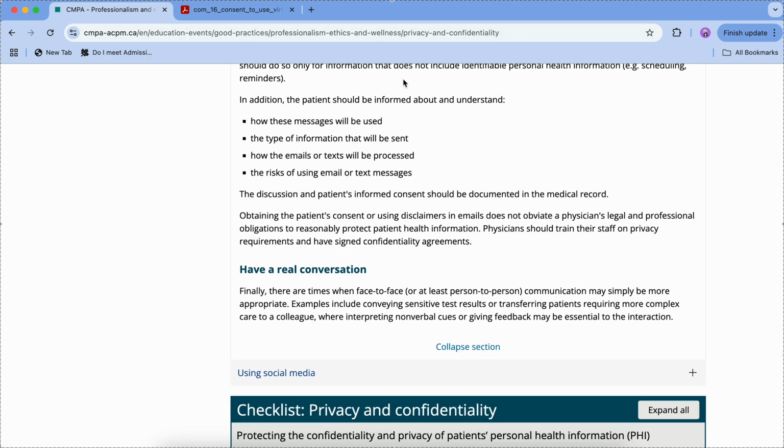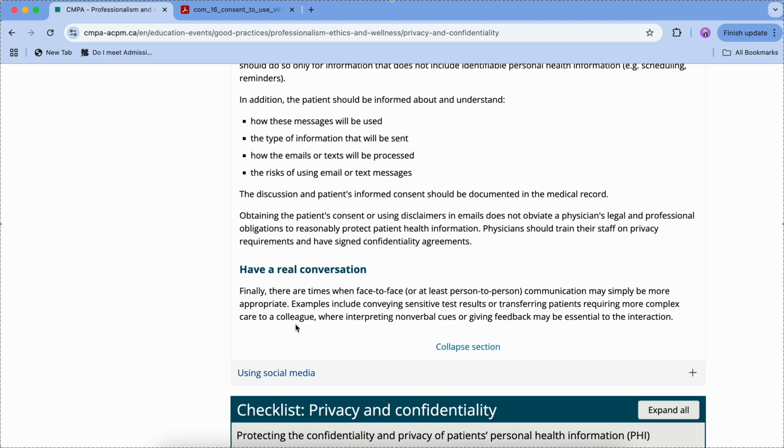I think I have discussed these things before, why we take the concerns, so I'm not going to explain it in more detail. And the last, have a real conversation. Finally, there are times when face-to-face, at least person-to-person communication may simply be more appropriate. Examples include conveying sensitive results or transferring patients requiring more complex care to a colleague, where interpreting nonverbal cues and giving feedback may be essential to the interaction.